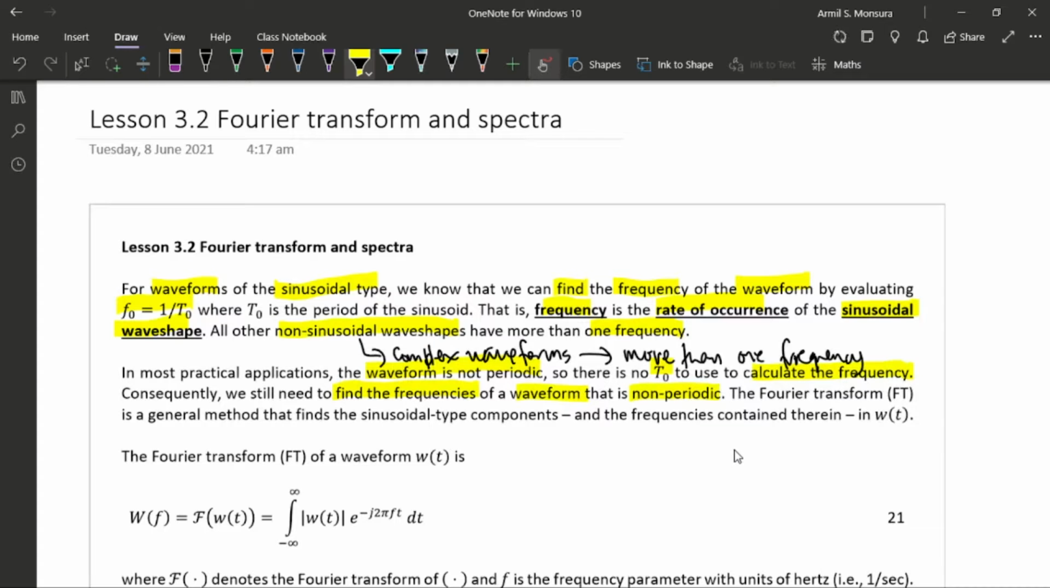Even so, we have a theory that any waveform can actually be broken down into periodic waveforms, which we will explore through the Fourier transform. So we are interested in finding the frequencies of a waveform that is non-periodic. The Fourier transform is a general method that finds the sinusoidal type components and the frequencies contained therein in a waveform.